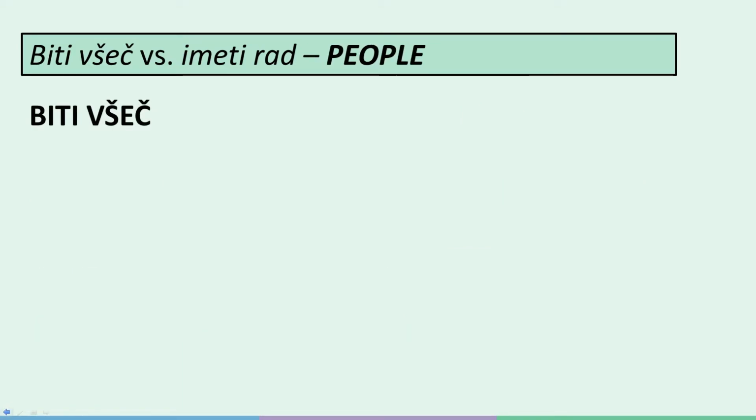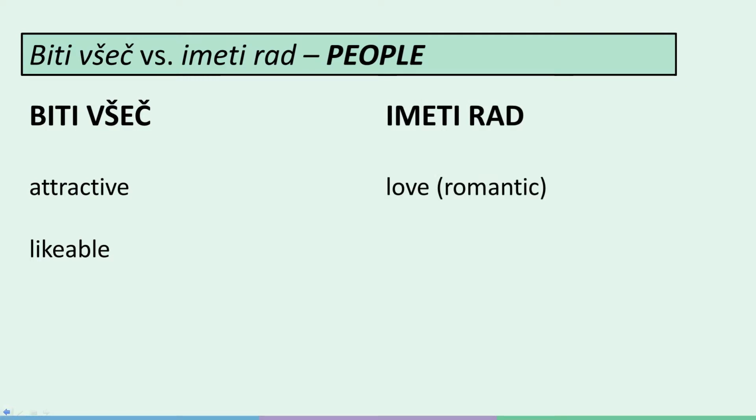With people, biti všeč either means you find someone good-looking or attractive, or simply likable and pleasant to be around. With imeti RAD, we're either talking about romantic love, so you'd translate that use of imeti RAD with the English verb to love, or love between family members or friends, or caring for someone in general. But again, it's attachment that's important.